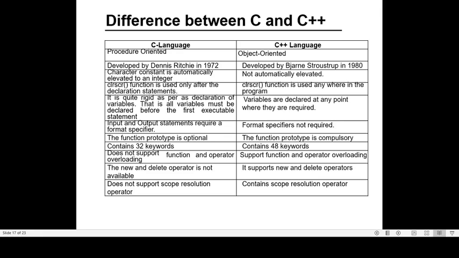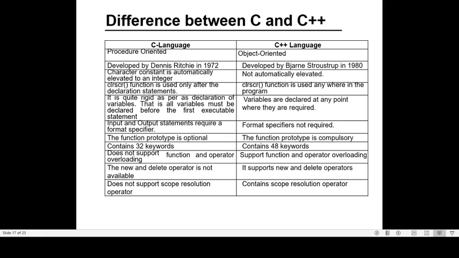Here in C, there is no inheritance. In C++ there is inheritance. In C there is no polymorphism, and in C++ there is polymorphism. Here in C, function prototype is optional, but in C++ it is compulsory.